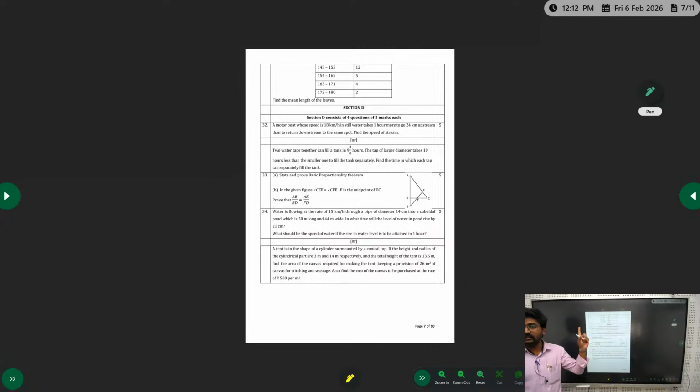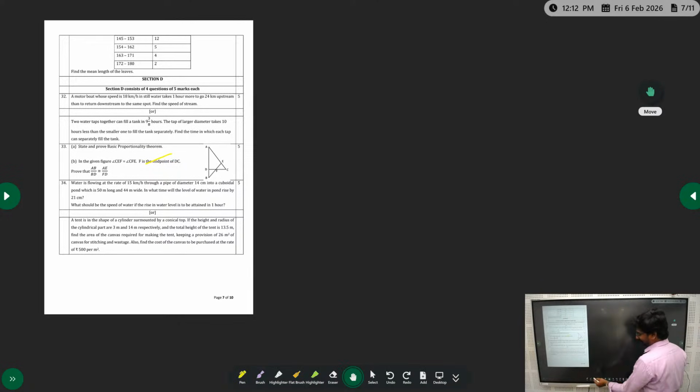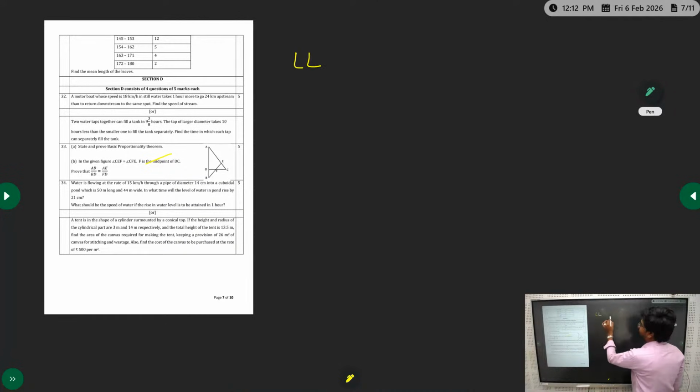It is called inclusive class intervals. Whenever the class intervals are discontinuous, you should apply the formula. Minus 0.5, plus 0.5. Correct, sir. Very good, sir. Textbook question. Now lower limit, should I add or subtract? Lower limit minus 0.5. Upper limit.